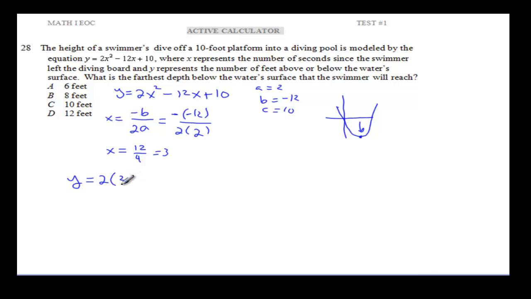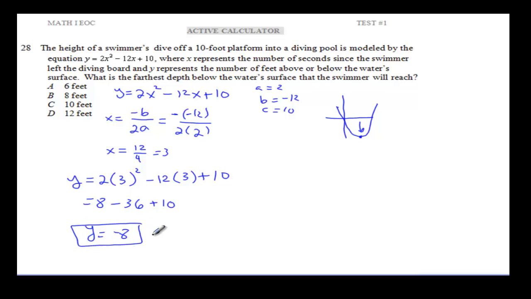2 times 3 to the power of 2 minus 12 times 3 plus 10, and that is going to be 2 times 9, that is 18, minus 12 times 3, that is 36, plus 10. Your final value y is going to be negative 8. This is the way you solve this problem algebraically.